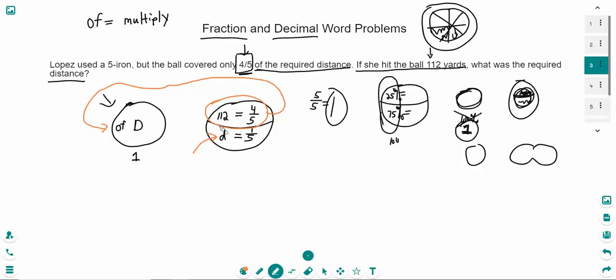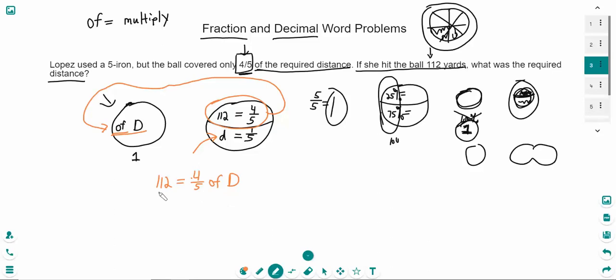All right. So this would read 112 is equal to 4/5 of the total distance, d. All right, make sure you can see how I did that. 112 is 4/5, and then I wrap all the way around to the beginning, and I just rewrote this, of d. And that should make sense when you think about it too. 112 is 4/5 of something, right? It's 4/5 of what? It's 4/5 of the total distance.